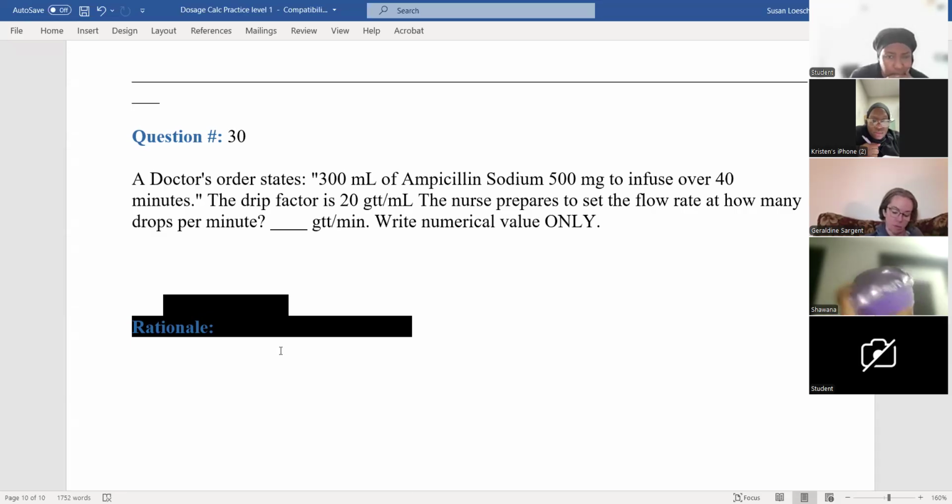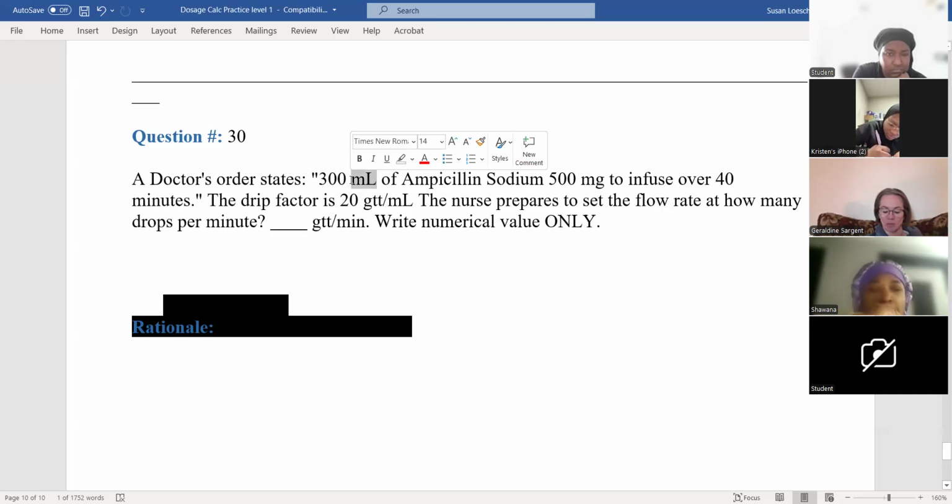Not to embarrass you, how many people thought it was 500? It's okay if you did. I want to understand that you did that. Why is it not 500? Because 500 is the amount of drug that we're putting in that IV. You see that milligrams? That represents a solid something that we added to this order, okay? It has to say mLs. If it doesn't say mLs, you got the wrong number.